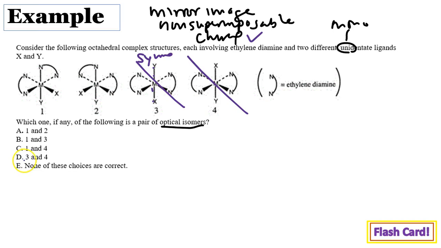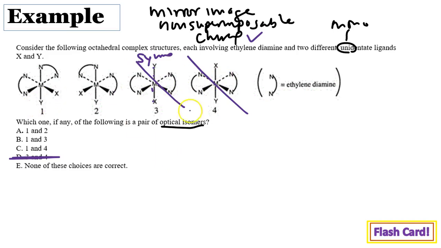Now for letter D, it says that we're comparing structures 3 and 4, and we want to know if these are optical isomers. As you can see, they're the same thing. So there definitely wouldn't be optical isomers here because they can be layered. So they're superimposable mirror images, and they are not chiral.